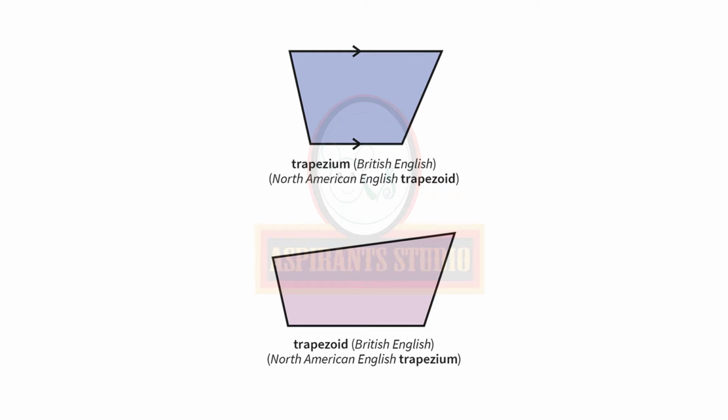Now look at the second figure. You can see the difference between the first figure and second figure. Here, no two sides are parallel. Both the pairs are not parallel. Such a figure is called a trapezoid in British English, but in North American English it is called a trapezium. So it is vice versa. But now we are going to concentrate only on the trapezium, the first figure.